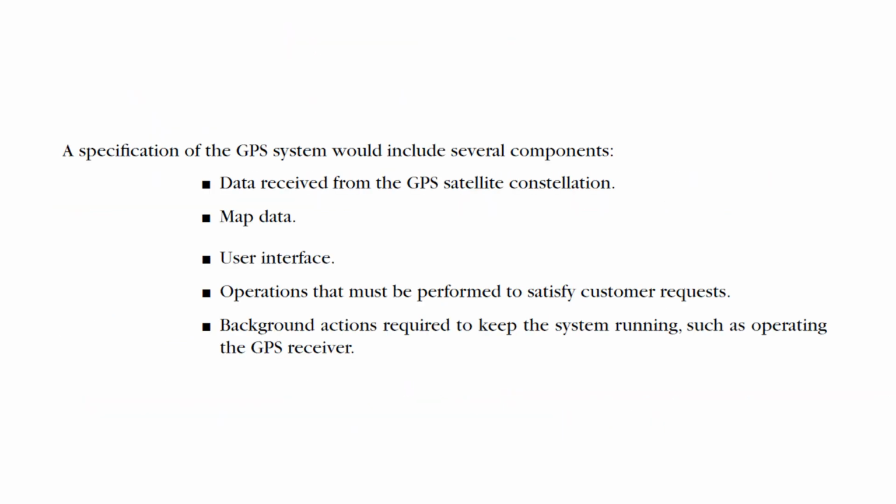So this is the specification of the global positioning system. The global positioning system should receive the data from the satellite constellation. Then it has to map the data through the user interface. These are operations that must be performed to satisfy the customer requirement. If the customer is requesting a place, some restaurant, or some roadway or anything, it has to satisfy the customer requirement. Then there is the background action required to keep the system running, such as operating the GPS receiver.